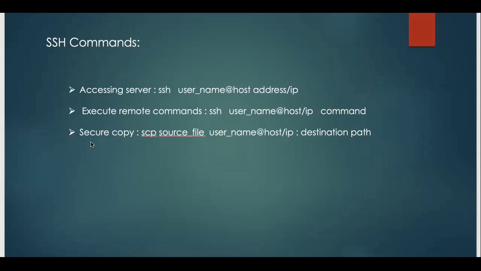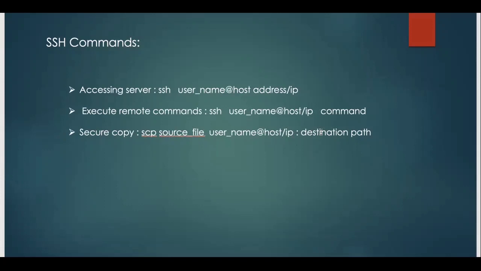And with secure copy, we can copy a file from a local machine to a remote server or from a remote server to a local machine. This command is to copy a file from a local machine to a remote server. We type scp and give a source file path and username at host IP, and after a colon, we give the destination path where the file should be copied on the remote host.